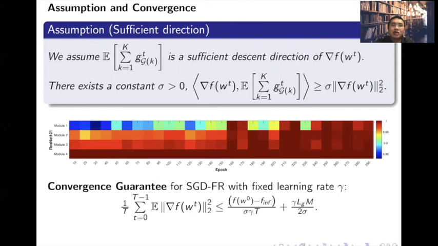So by using the assumption, we can prove that the feature replay algorithm can converge to a critical point with a sublinear convergence rate, which is similar to the normal stochastic gradient descent algorithm.